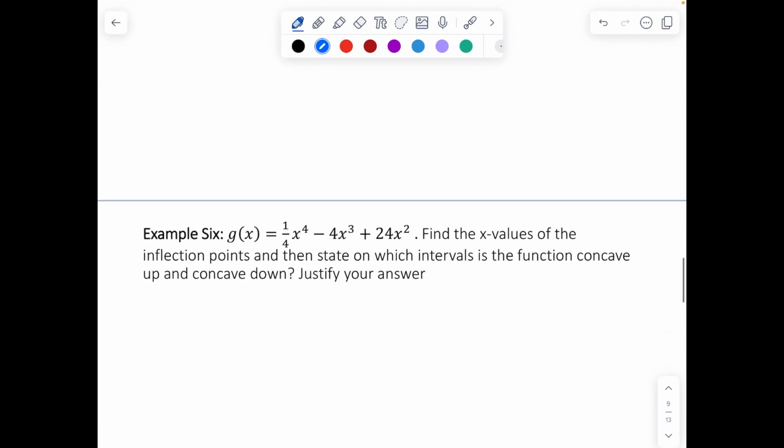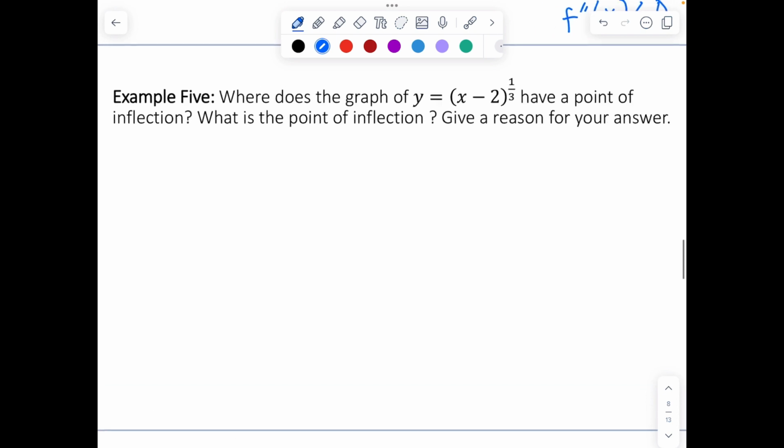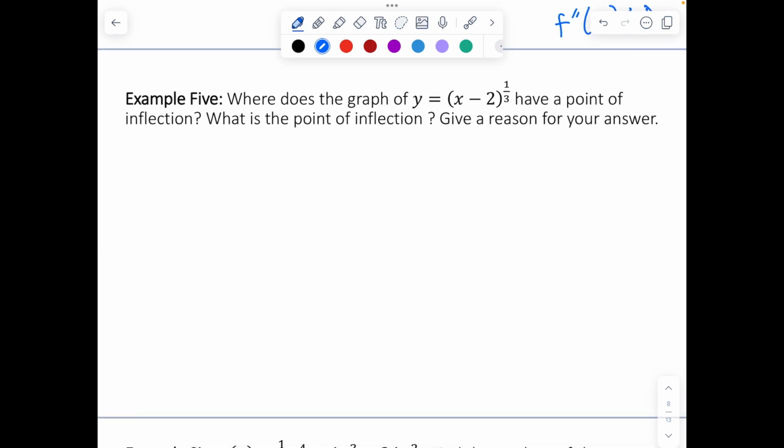So we're going to do 2 more examples real quick. Okay, so where does the graph of y equals x minus 2 to the 1/3 power have a point of inflection? So we need the second derivative. Start with the first derivative. This is the chain rule, but it's a pretty easy chain rule. It's inside function, outside function. So the outside is 1/3 x minus 2 to the negative 2/3 power. Remember, this is just the power rule. But then the reason it's an easy chain rule is because the derivative of the inside is 1. So I don't even really need to multiply that.